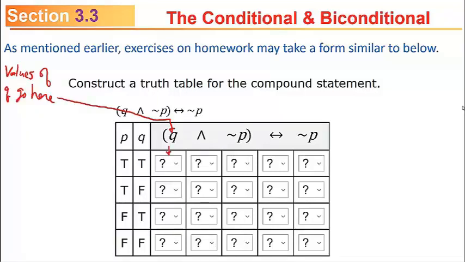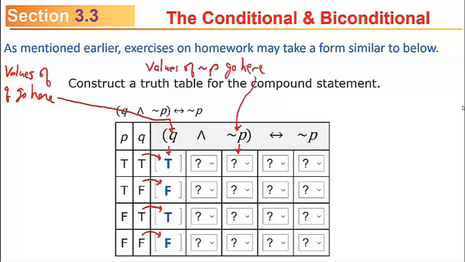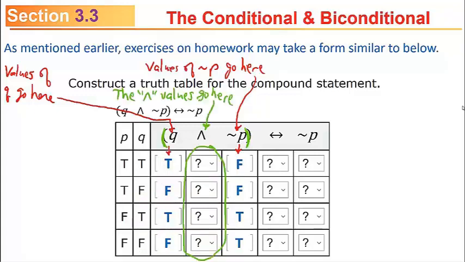You have a Q column which you want to fill in, so you take the Q values that you already know about and just move them underneath the Q. Then you move over to the not P, so you look at the P column and change all the truth values to their opposites: the true becomes false, the true becomes false, the false becomes true, and the false becomes true. Then you've got to realize you're working with an and.